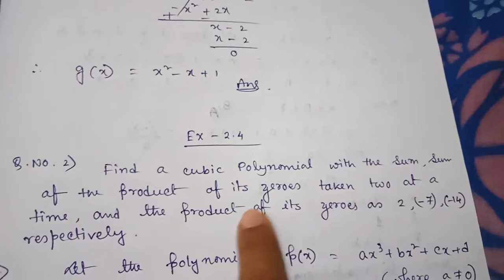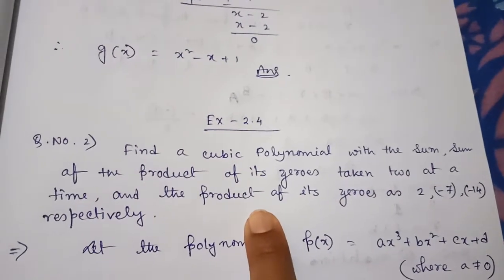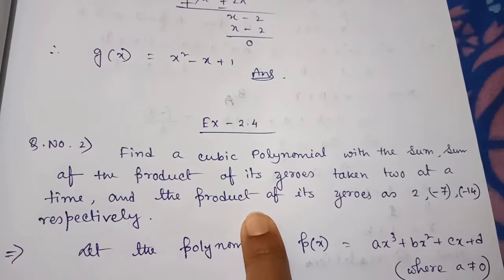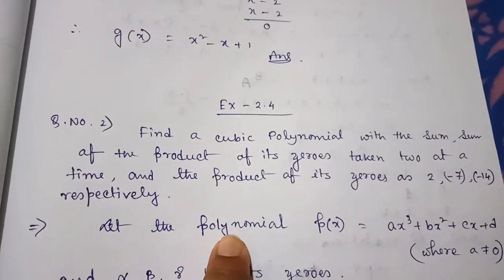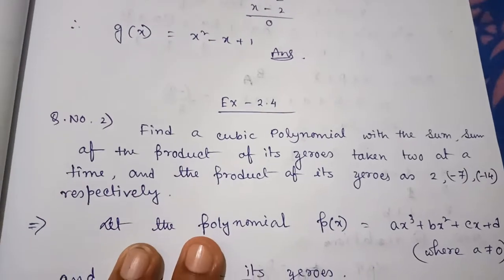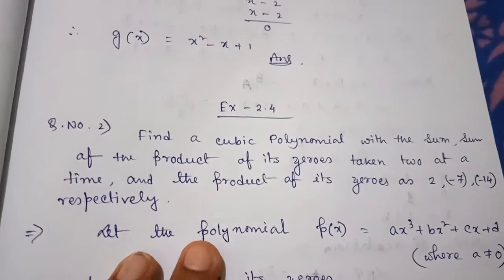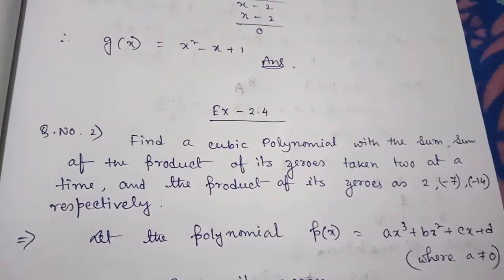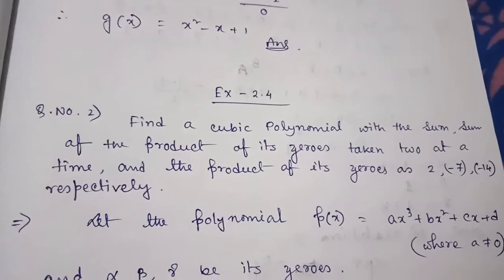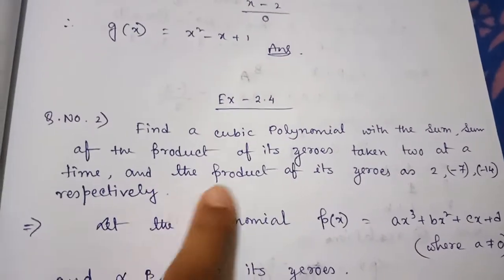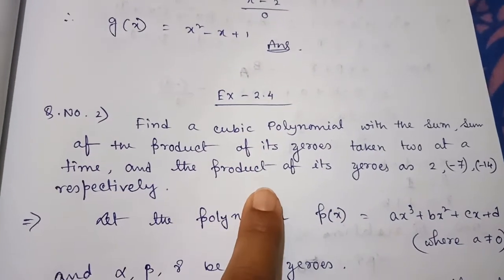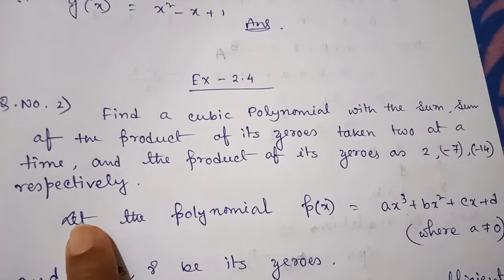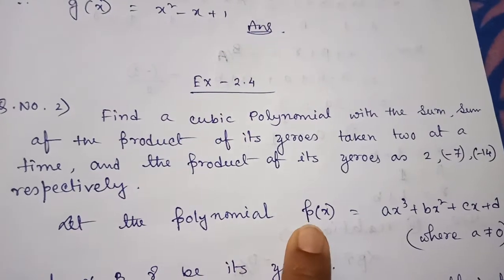These all 3 relations I have actually done in the first session of the polynomial chapter. If you haven't checked it out yet, go and check out my previous videos. There you will find cubic polynomials, the relation between zeros and coefficients. So come to its solution.